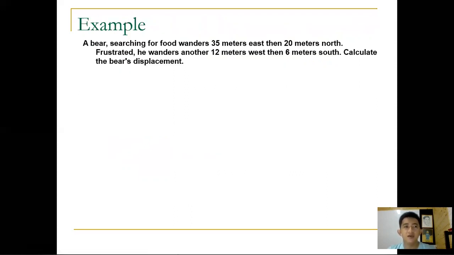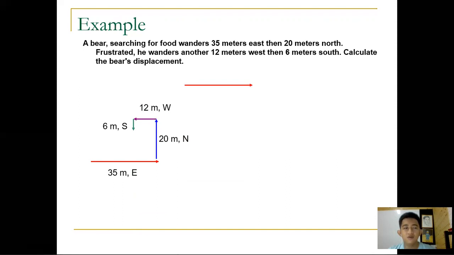Another example, a bear searching for food wanders 35 meters east, then 20 meters north. Frustrated, he wanders another 12 meters west, then 6 meters south. Calculate the bear's displacement. So the first vector is 35 meters east, while the second vector is 20 meters north. Then another vector, vector C, is 12 meters west. And then another vector is 6 meters south.